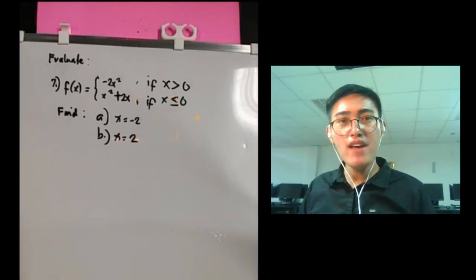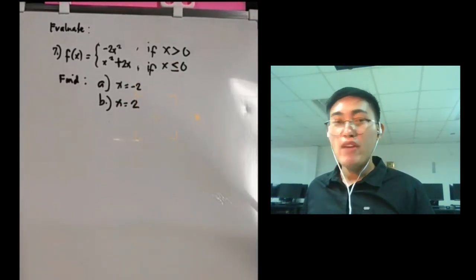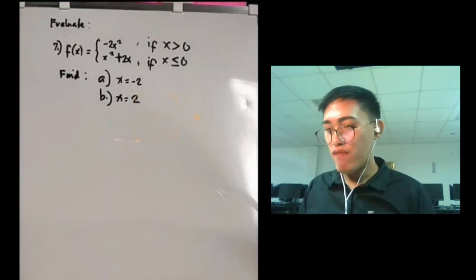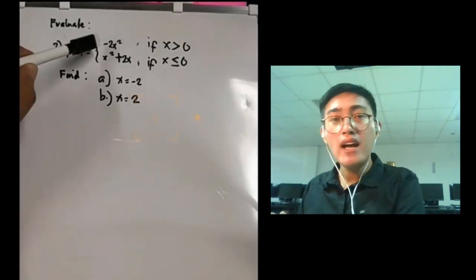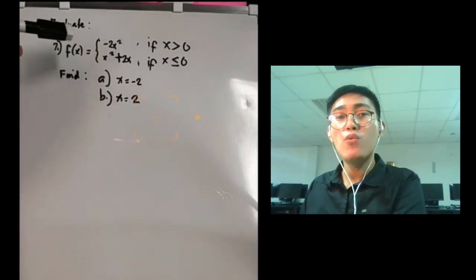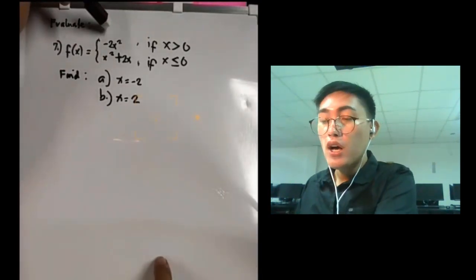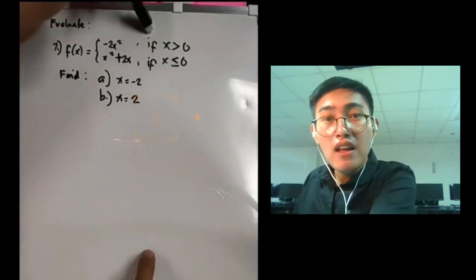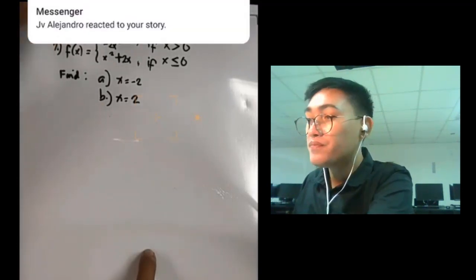For number 7, problem number 7 is about piecewise function or evaluating a piecewise function. As you can see, we have two subfunctions here. We have negative 2x squared and x squared plus 2x, wherein they have their own conditions. For negative 2x squared, you can use negative 2x squared if the value of x given is greater than 0.